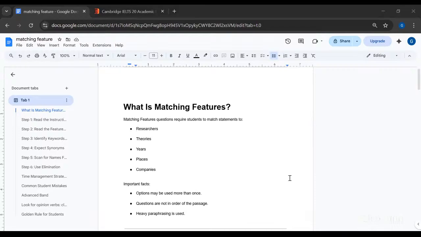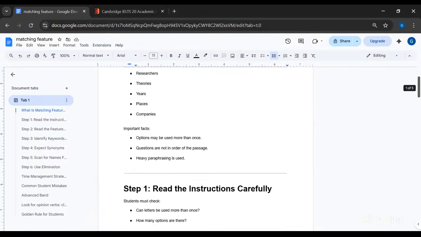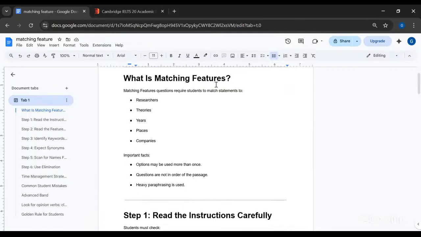Okay, so there is a section in the reading section, there are the subsections. So we can also have a section of matching features, so how will we solve it? These are slightly different. We have all these types like matching headings and matching information and all that, so they are slightly different.